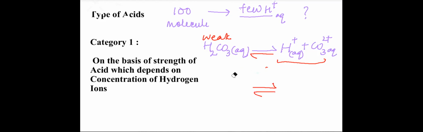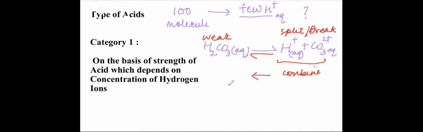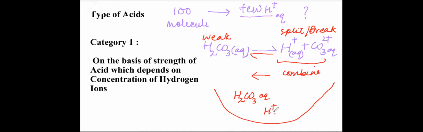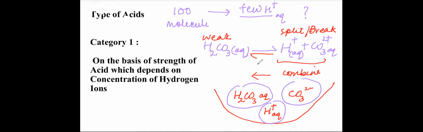So when you have 100 molecules of carbonic acid, they will dissociate and break down into ions, but these ions will combine back to give you the molecule again. So it's a to and fro scenario. In a beaker, you will have carbonic acid molecules as well as H positive aqueous ions and carbonate ions, because the reaction is reversible and going back and forth. तो आपको किसी भी पॉइंट पर हाइड्रोजन आयन की मैक्सिमम कॉन्सेंट्रेशन नहीं मिलेगी, ठीक है.